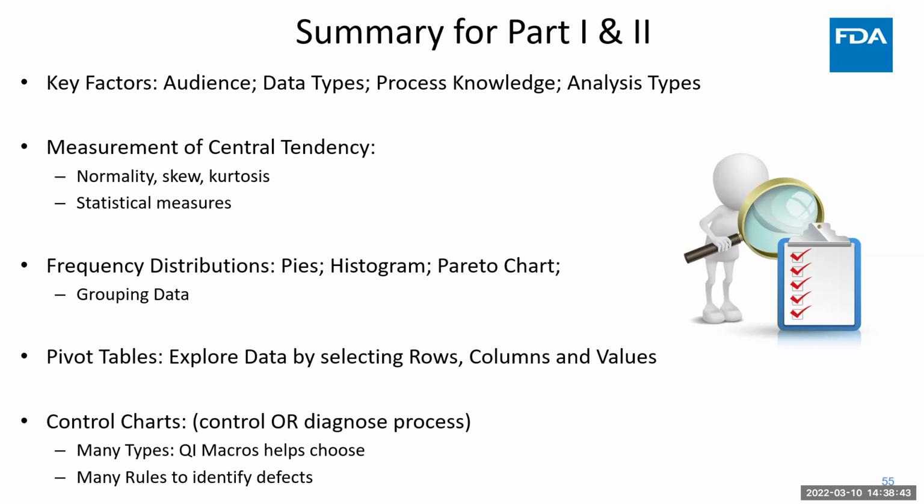We talked a little about making pivot tables and how they are useful for exploring data by selecting and changing between rows, columns, and data values, so that you can have a quick way to identify where you could go further into your analysis. We talked a lot about control charts, the many types, and how QI Macros can help you choose which one fits your data best. And it's important to remember the rules that are in place for control charts. Those rules are used to identify significant trends in your data that can inform your process.